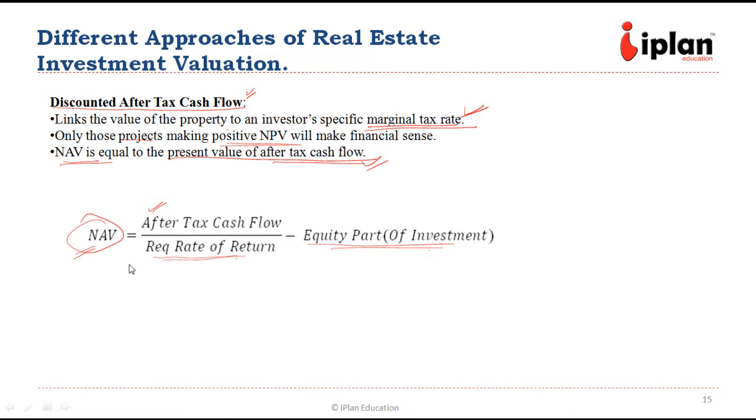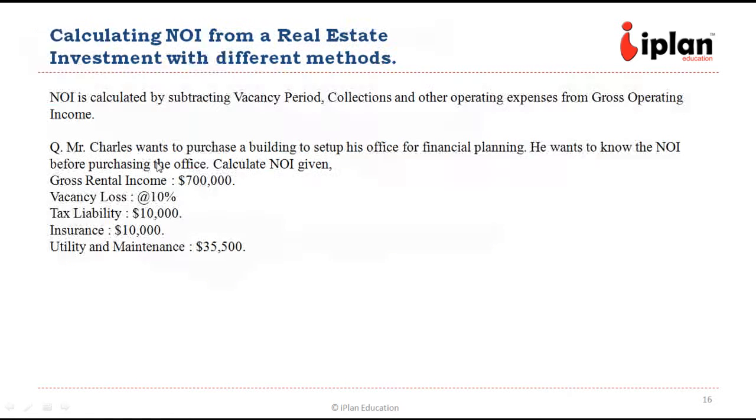This calculation is very similar to net present value in corporate finance. So this is our investment, the cost or the equity, and this is the final value discounted to the present value. So this difference is our net asset value. If it is positive, then we are going to invest in that particular asset, otherwise no. Now let us take a few numerical examples to understand these various approaches for real estate valuation.